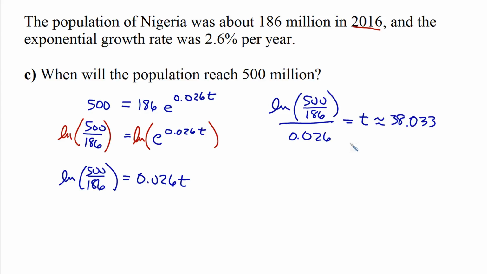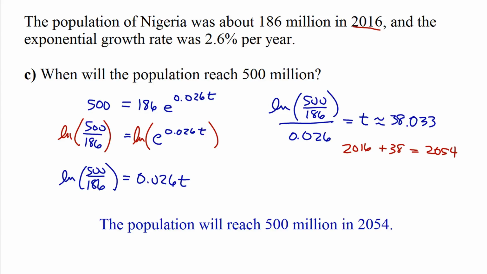Recall that t is the number of years after 2016, so they want to know in which year. So we'll have to take 2016 and add 38 years to it. That gives us the year 2054. Therefore, the population will reach 500 million in 2054.